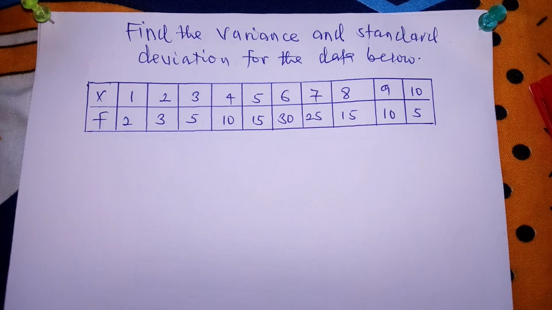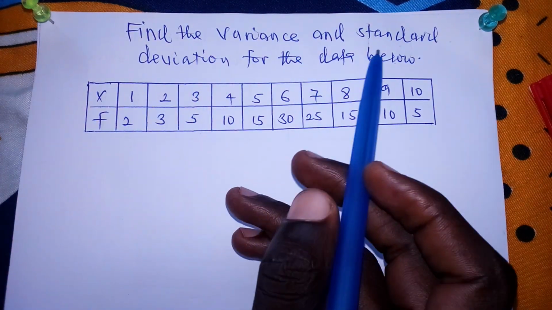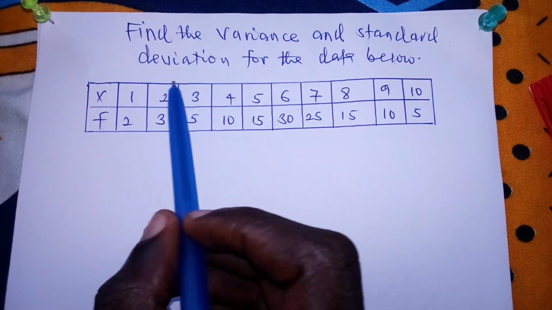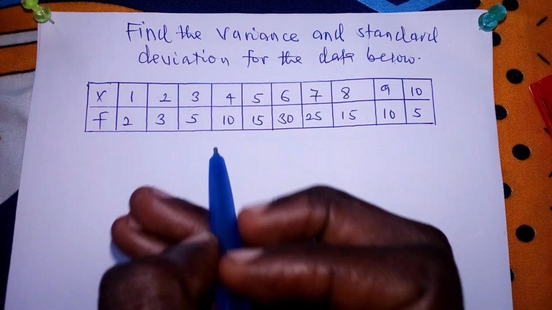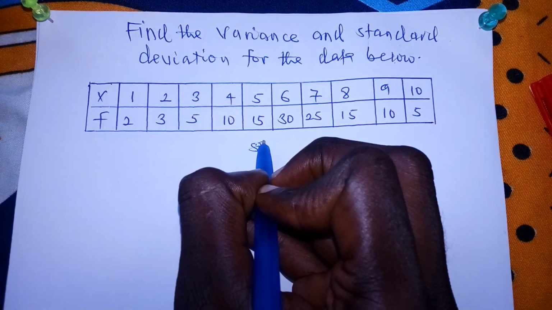Let us provide a solution to this problem that we are given. It reads, find the variance and standard deviation for the data below. We are given x up to 10 and we are given the frequency also. Let's get started. See solution.